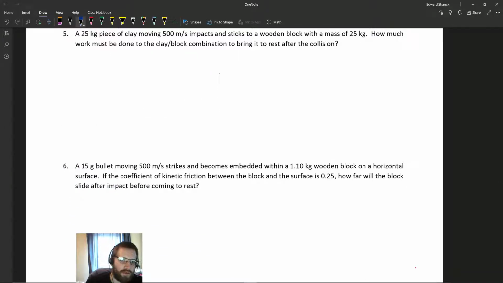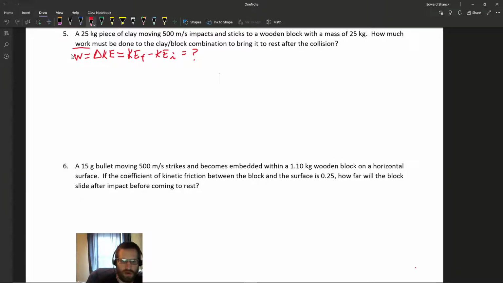Here we have a 25 kilogram piece of clay moving 500 meters per second. It impacts and sticks to a wooden block with a mass of 25 kilograms. How much work must be done to the clay block combination to bring it to rest after the collision? So here, I'm just trying to bring back a few concepts we talked about before, which is this idea of work. And hopefully you remember from the unit on work that work equals change in kinetic energy. And so I can say KE final minus KE initial. And that's what I'm looking for. So this is going to answer the question. It comes to rest after the collision, so I know that final velocity will be 0.